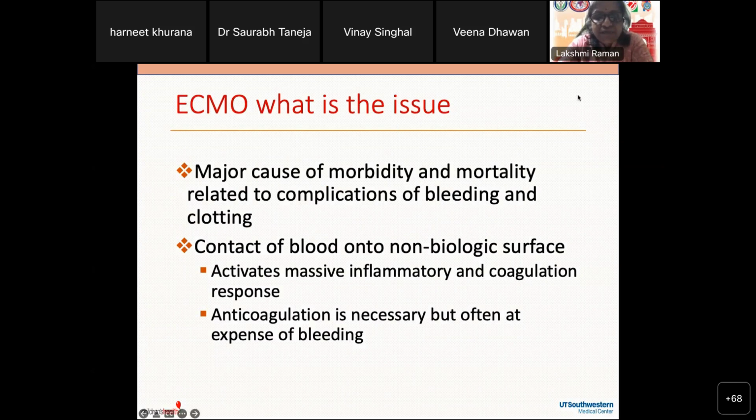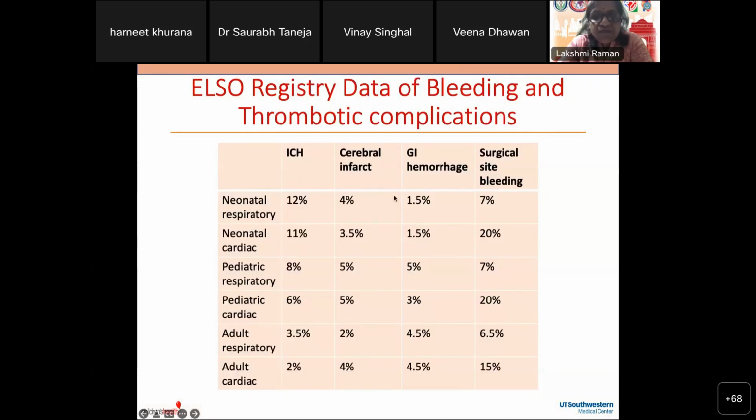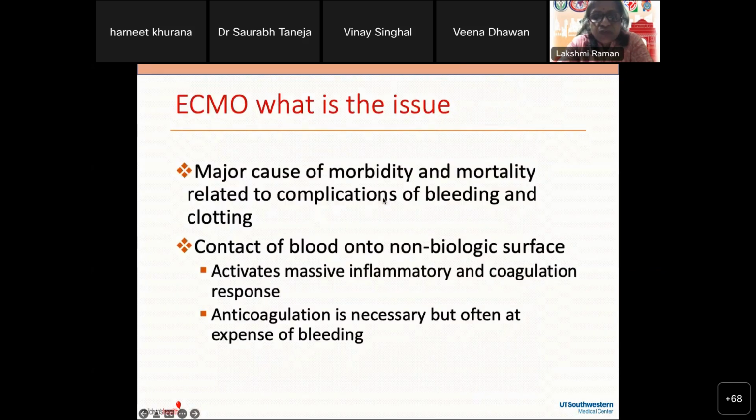I'm going to try and sum up the anticoagulation, which is a huge topic, in about 20 minutes. So bear with me if I'm going fast. So what do we know about ECMO and bleeding and complications? It's a major cause of morbidity and mortality. Why does it happen? Because contact of blood to non-biological surface activates a massive inflammatory and coagulation response. And anticoagulation is necessary, but often it is at the expense of bleeding. So what do we know about bleeding and thrombosis? Next slide, please.